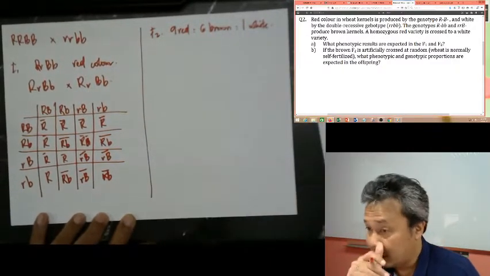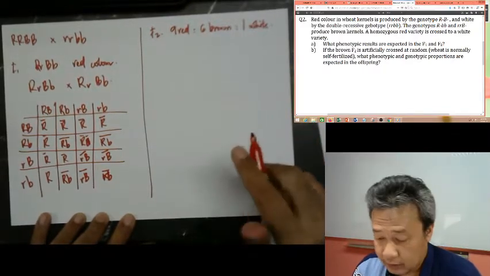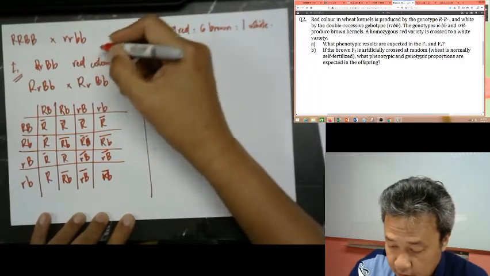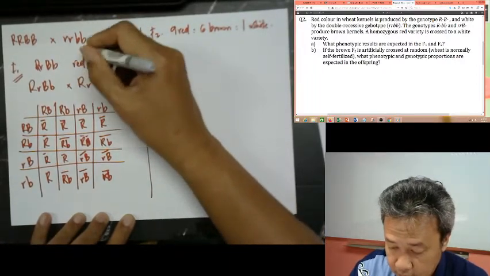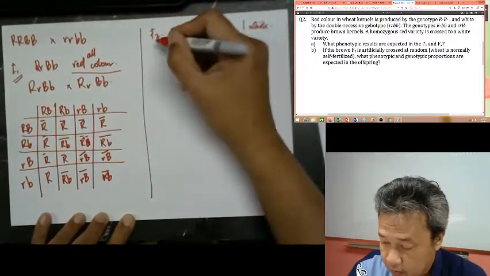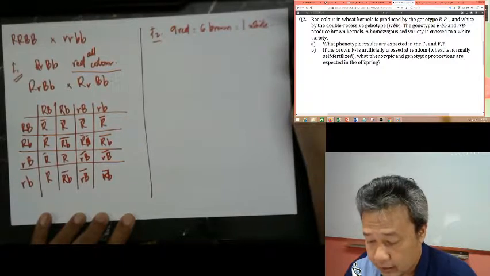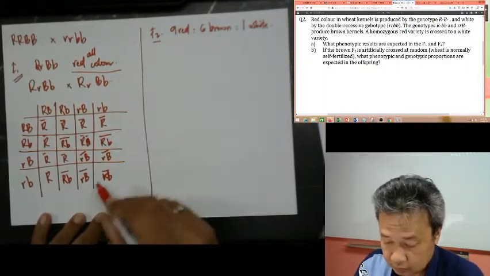So to look at the question, so what phenotypic results are expected from F1 and F2? So this is your F1, this is your F2. For F1, all will be red color. For F2, you have 9, 6, 1. If the brown F2 is artificially crossed at random, the brown, right?